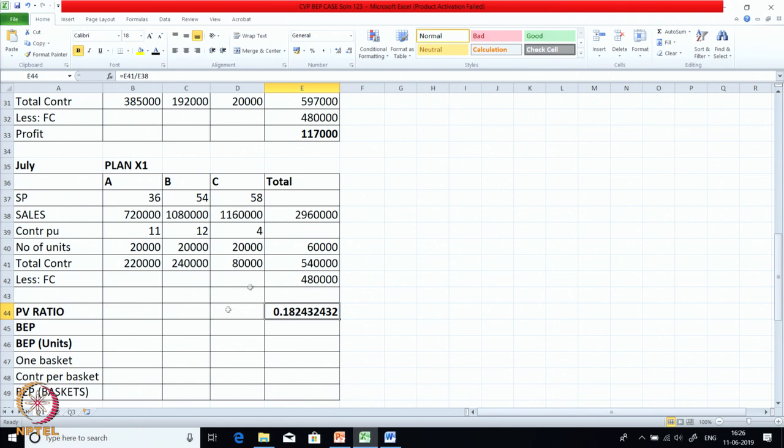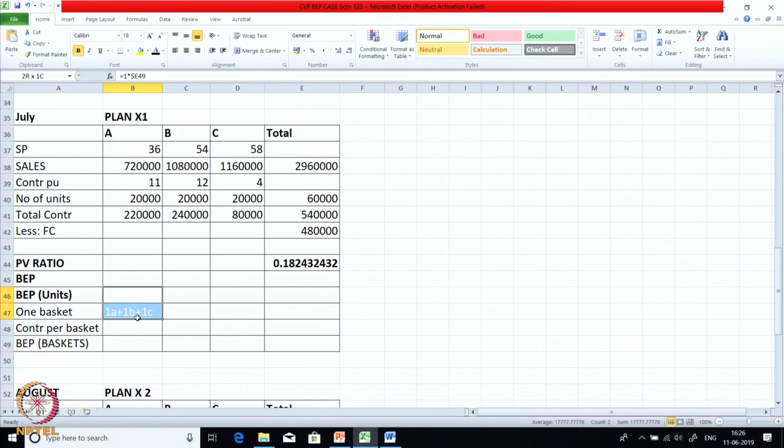So, if you calculate the weighted average PV ratio, what we have done is contribution upon sales is the PV ratio. So, you can get the weighted average PV ratio for A, B, C together for the month of July, or plan X1. There is also another way of doing it, which is also equally interesting. You can treat all this as a particular basket. So, you sell one basket which has one unit of A, one unit of B and one unit of C, 1-1-1, because total sales are in the ratio of 1:1:1, 20:20:20. So, one basket consists of 1A, 1B plus 1C.